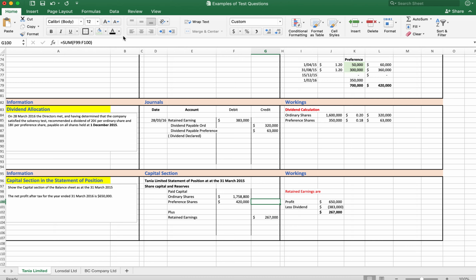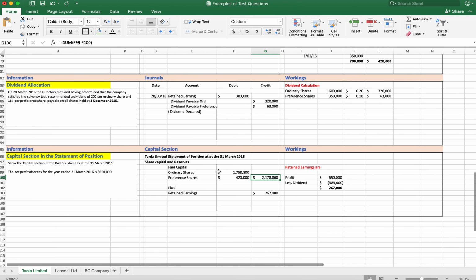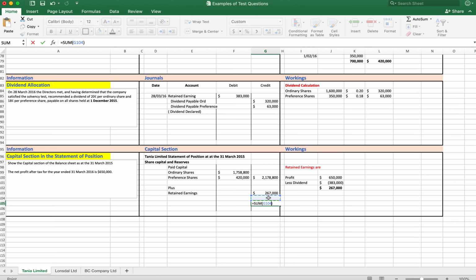That's the total. The total of the shares is over there. Those two total that, so that therefore is the total of our share capital. That's the total of our retained earnings. So the equity of the business is the total of the two. So $2,445,800. Really, that's the equity section, and that's the job done for them.